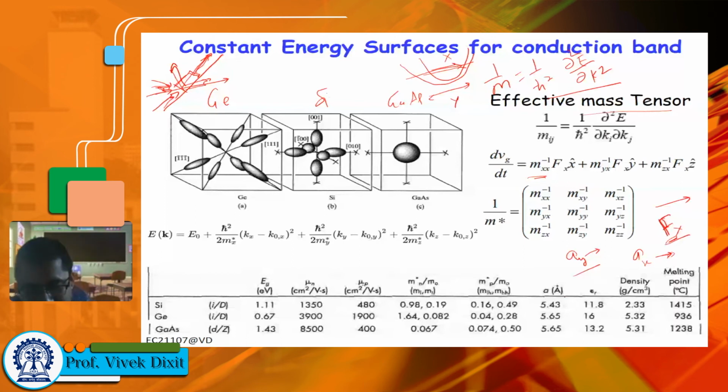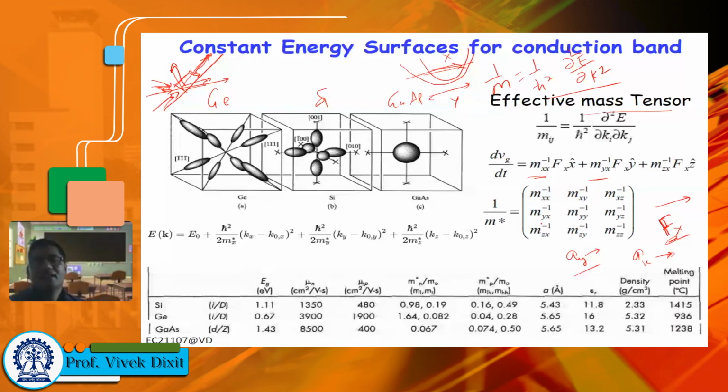So in that case, how will you give the effective mass? That will be myx, so it will be d2E by dkx dky. So that way, when you permutate, you will get a tensor. For force in x direction, you will use mxx, myx, mzx. Force in y direction, you will use mxy, myy, mzy, right? So this is your effective mass tensor.